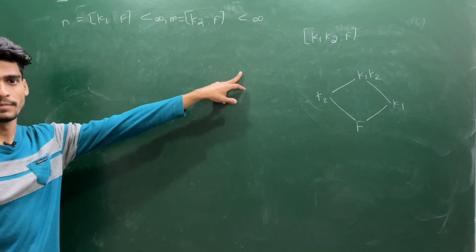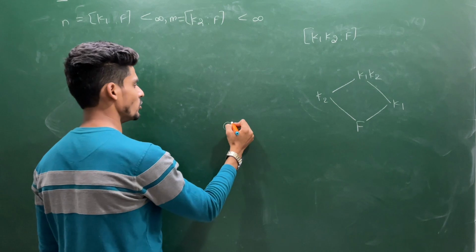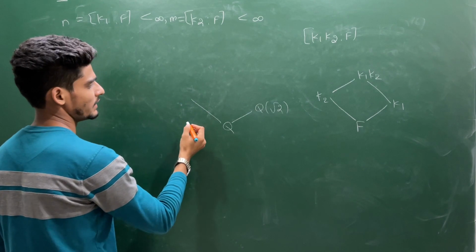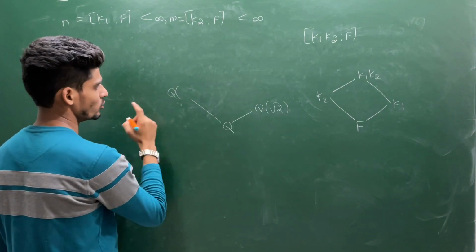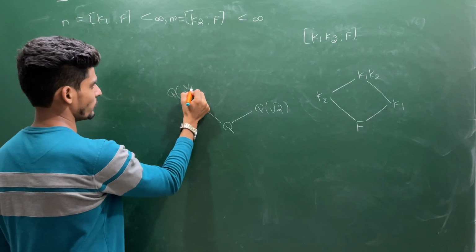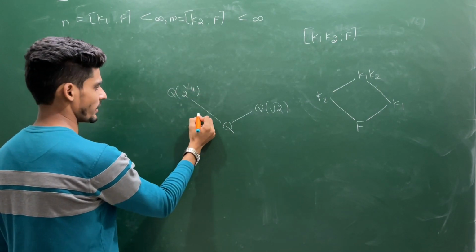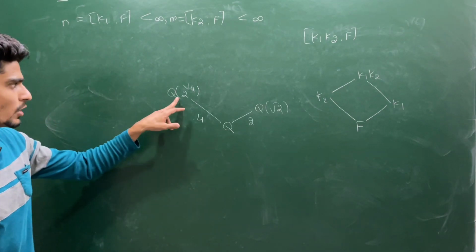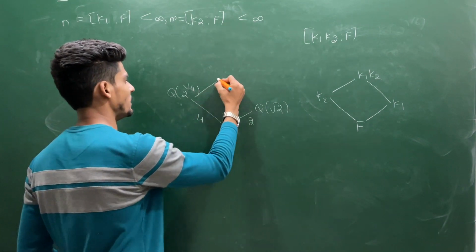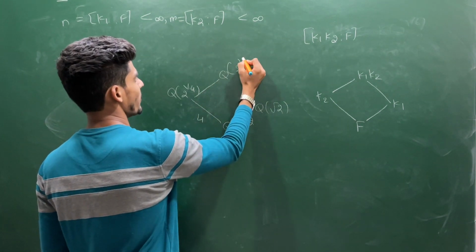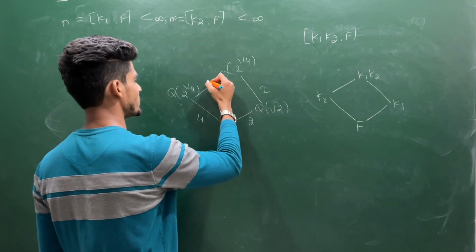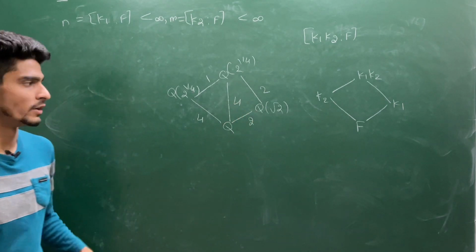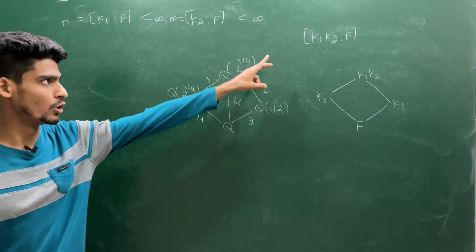Can it be the product always? For a particular example, suppose I choose this to be Q root 2 and say this is Q 2 power 1 by 4. The degree of extension is 4. The degree of extension here is 2. Give me the smallest field containing this one and this one, but that field is actually Q adjoin 2 power 1 by 4. This is a 2 degree extension, this is a 1 degree extension. So to reach from here to here, you need degree 4, not their product. The product will be 8. So you cannot say this is always a product.